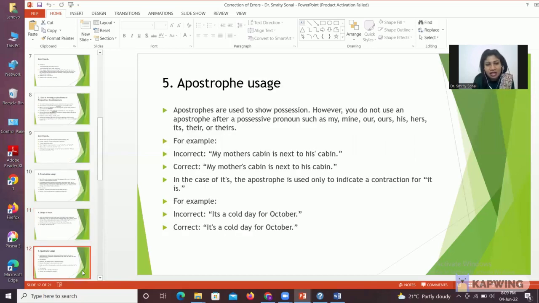Now we have some apostrophe usage errors, like when and how we are using the apostrophe. The most common errors are in terms of possession. When you say this is my mother's pen, so when you say mother's, you have to have an apostrophe before the S. But when you have a plural, like my brothers are, that time you don't need an apostrophe.